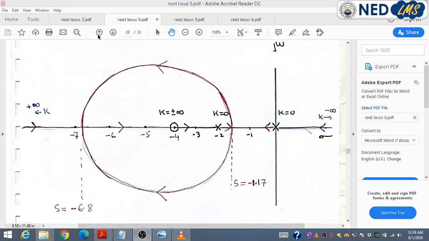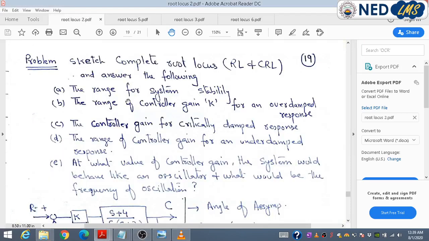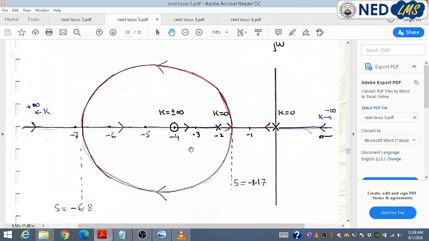Okay, now let's come to the queries for this particular problem. The number one is part A, the range for the system stability. Here we can see that this is a second order system, and we must have information about the two roots at each and every value of k. If we are considering the negative range of the controller, then at each and every value of k, one root will be at the left side of the S-plane, because we have one CRL on the left hand side where k is ranging from minus infinity to 0, and one CRL on the right side of the S-plane.